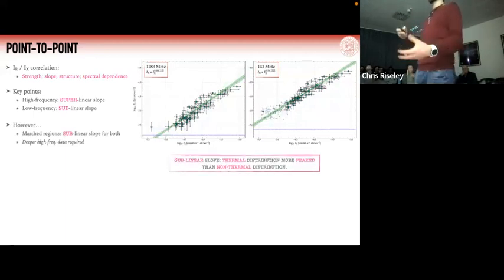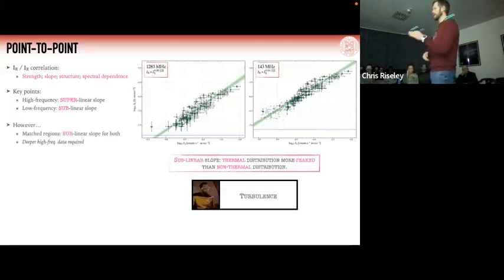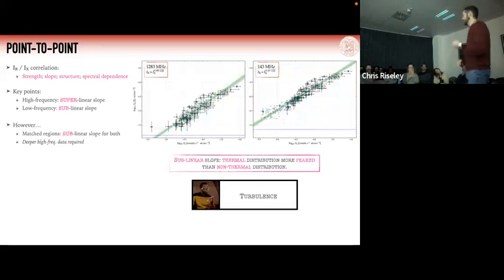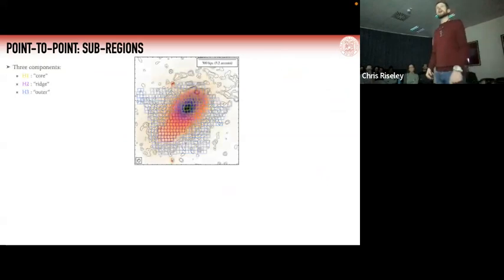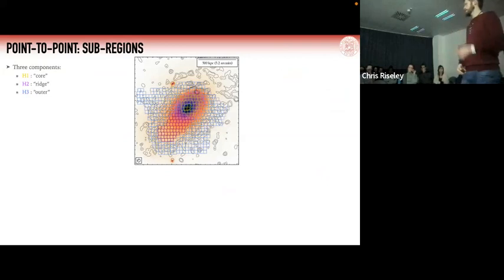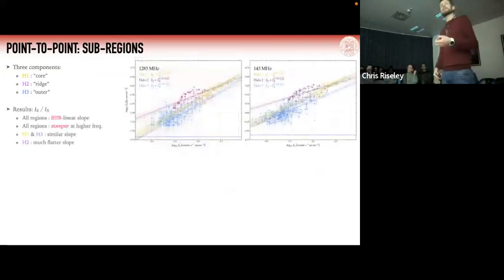The physical interpretation of a sublinear slope is that the thermal distribution is more peaked than the non-thermal distribution, and this is a clear piece of evidence within the turbulent acceleration scenario. But it gets more complex because this is a multi-component halo, so we have the sensitivity and resolution to look at different sub-regions. What I've done: in the inner region, H1 is the core, H2 is this extended component here, the ridge, and H3 is just this outer region. We divide it up into different regions and look at the point-to-point correlation in those different regions.